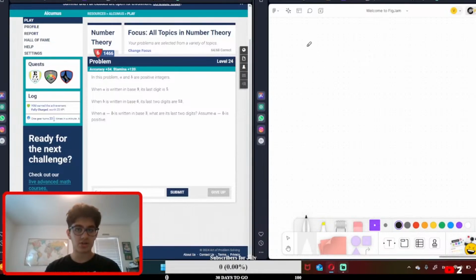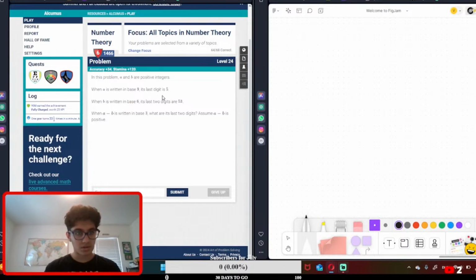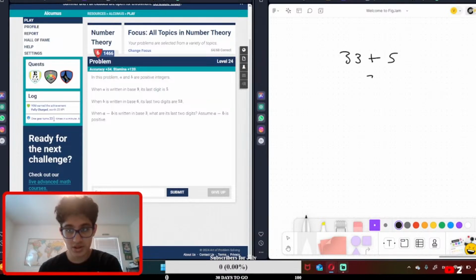So okay, A is equal to some multiple of 9, so 9x plus 5. B is basically 33, right? And that's all we really need to care about. If the last two digits are 5, 3, that means it's 33 in base 6, and then this one is, what am I saying? This is 33 plus 5, which is 38.